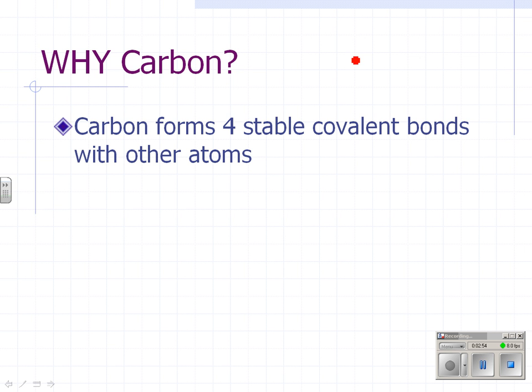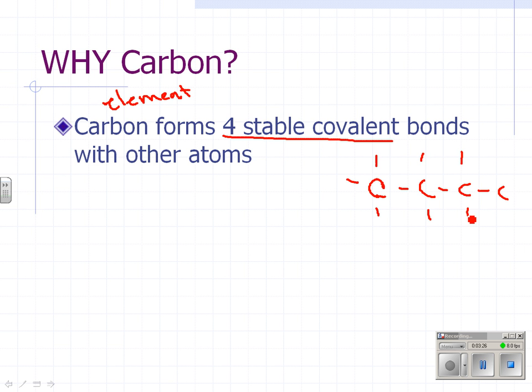Carbon, the element carbon. So all these atoms of carbon, we said back in the ecology unit that carbon is what you're made of. That's your basic element you're made of. It forms four stable covalent bonds with other atoms. So in other words, you have a carbon atom here, and it can form four bonds. I'm just going to draw a bunch of carbons. Let's say a hydrogen and an oxygen and an oxygen and an oxygen and a hydrogen and a hydrogen and an oxygen and a hydrogen.